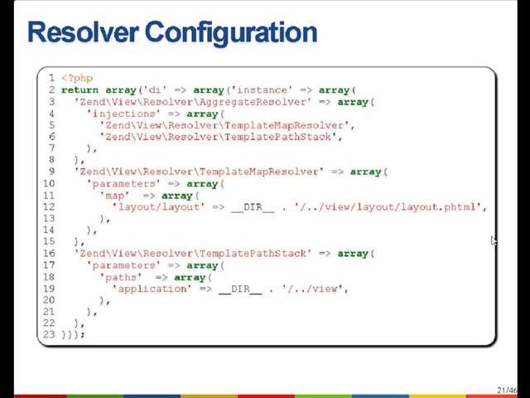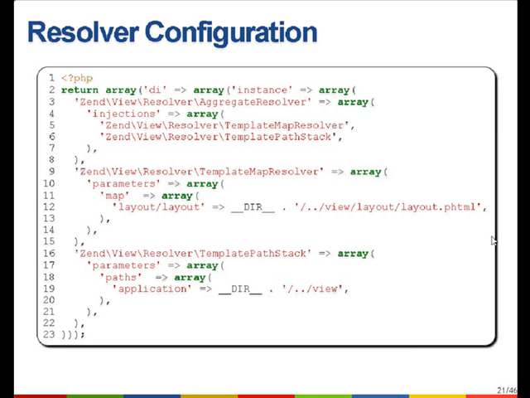But basically the way this looks, and this is pulled directly out of the application module's config in the Zend Skeleton app, is that we define two injections for the aggregate resolver, and we inject our template map resolver and our template path stack. Those are lines 3 through 8 in this example. And then we define configuration for each of the template map resolver and the template path stack. The template map resolver, like I said, is defining a map.